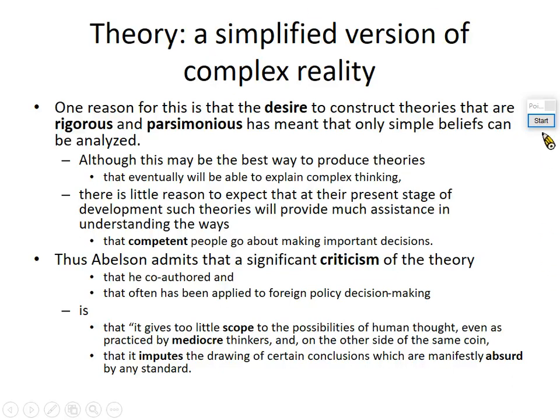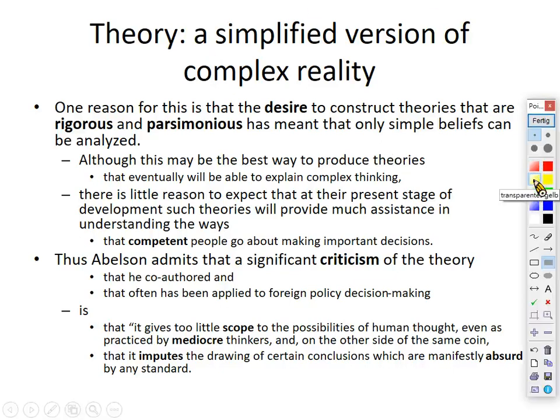So in this regard, we analyze ordinary people's beliefs and we try to come up with theory based on our observation of them. So this way may be the best way to produce theories that eventually will be able to explain complex thinking. But there's little reason to expect that at their present stage of development, such theories will provide much assistance in understanding the ways that competent people go about making important decisions. But it's not really sufficient for us.